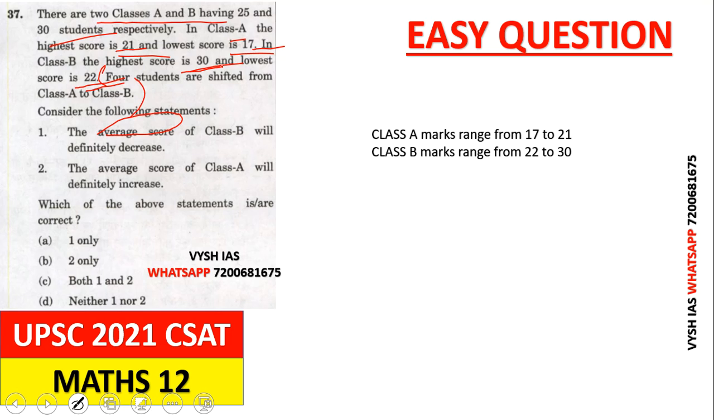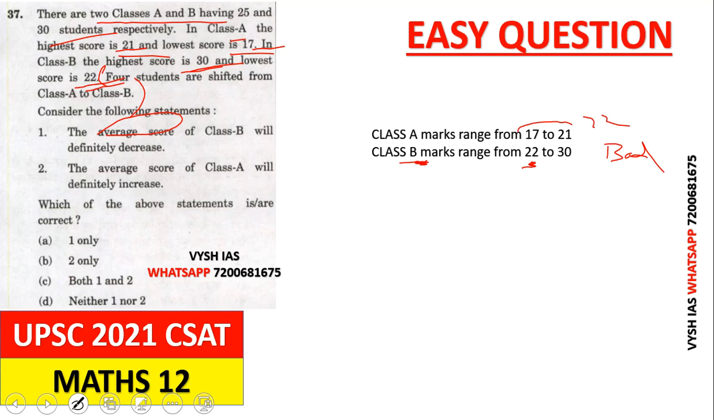What are you noticing here? In class B, suppose the poorest student, who has the lowest marks, what will be his mark? His mark is 22. But suppose he is shifted from B to A, he will be the topper there.